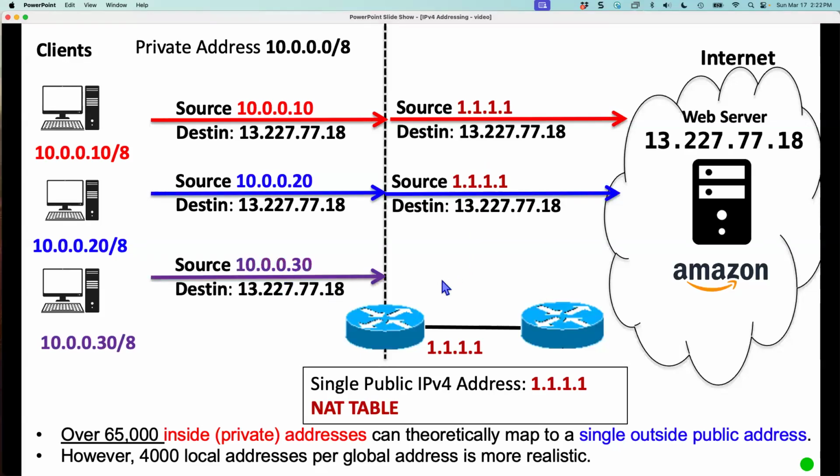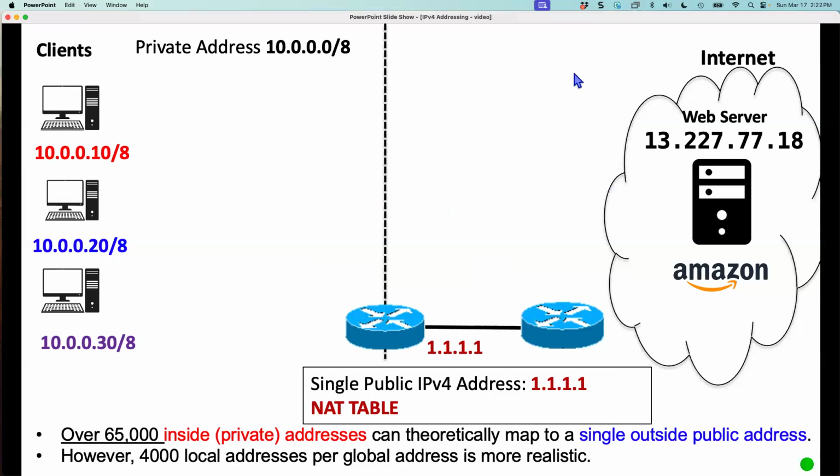Different private IPv4 address, but when it hits the router before it goes out to the ISP, it's going to have the same source IP address. This is what has saved IPv4. We can literally use a single public IPv4 address to represent thousands of private IPv4 addresses.